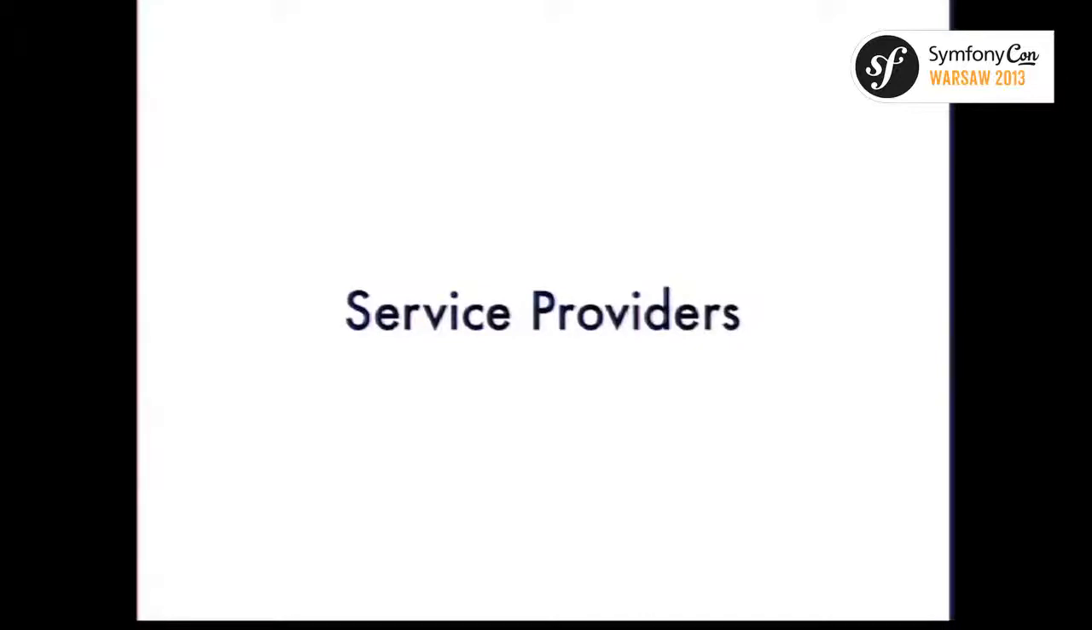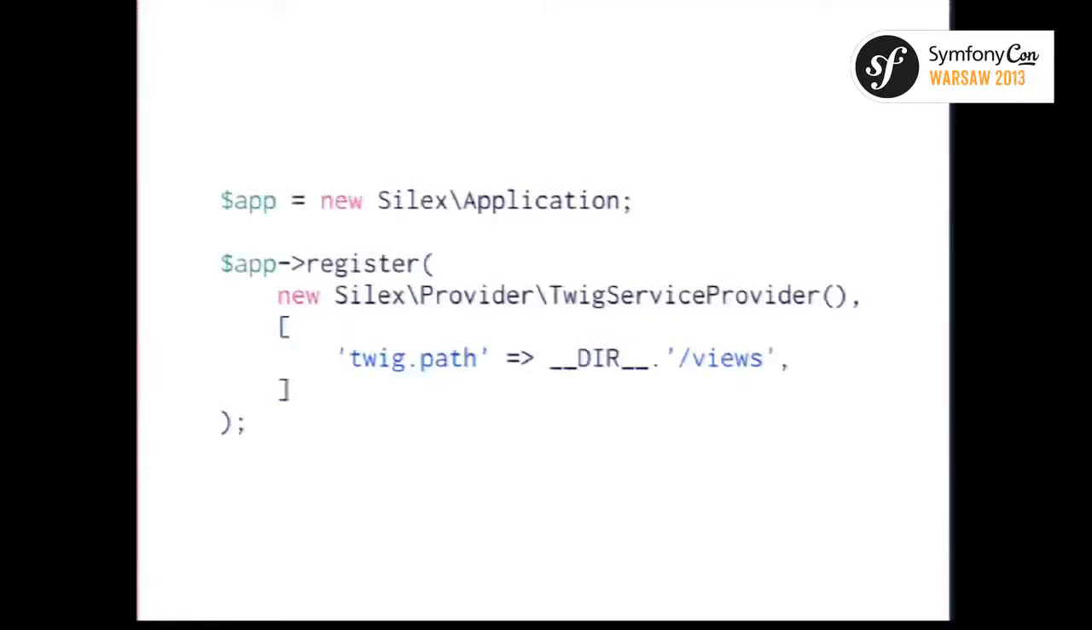So as well as those core components, Silex comes with integration for several other libraries and components, all of which are optional. They're called service providers, and basically all they do is provide container wiring for those services or libraries, and sometimes between each other as well, so they integrate with each other. And to register a service provider, in this case we want to use Twig, we say app register a new Twig service provider, and we can override some of the default config there and then.